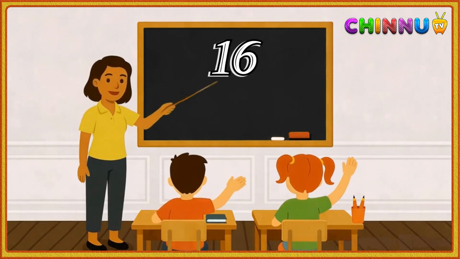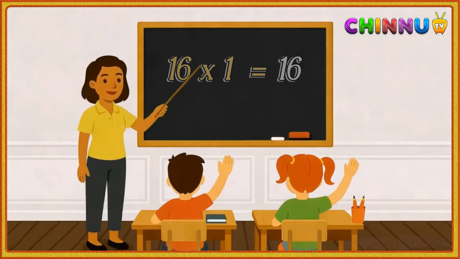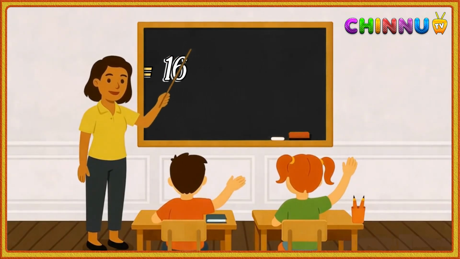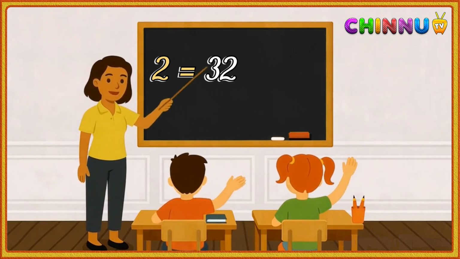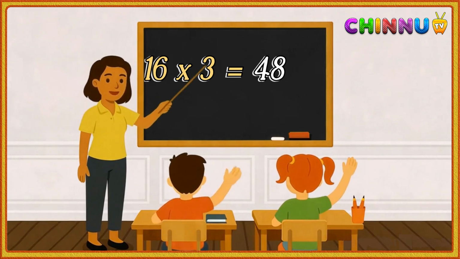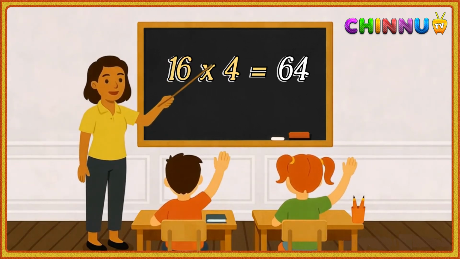Today we are going to learn the table of 16. So let's start. 16 ones are 16. 16 twos are 32. 16 threes are 48. 16 fours are 64.